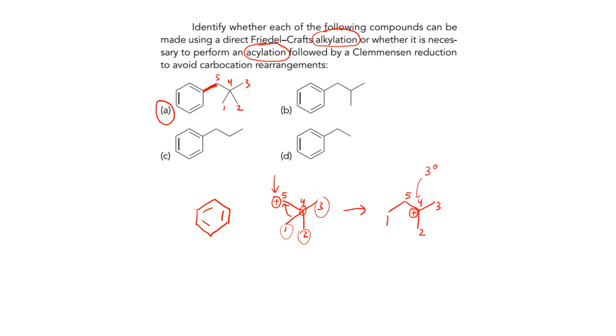Okay? And what would that look like? Well, if you have a benzene and you need to add this group, I'm just going to draw the group. 1, 2, 3, 4, 5. And on carbon 5, instead of a chloride, it's going to be an acyl group with a chloride. And you need a Lewis acid, aluminum trichloride. And you're going to get this product.